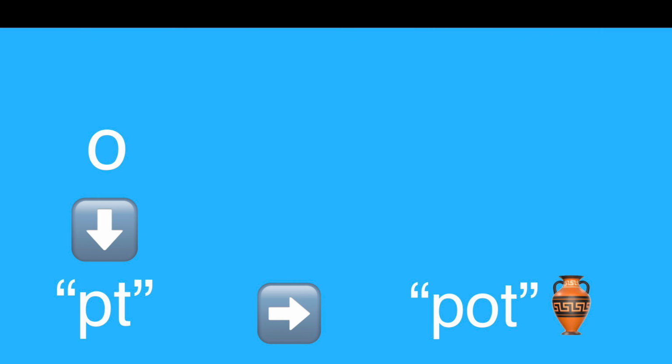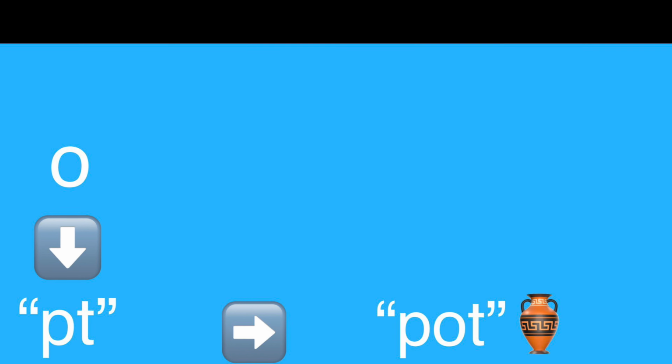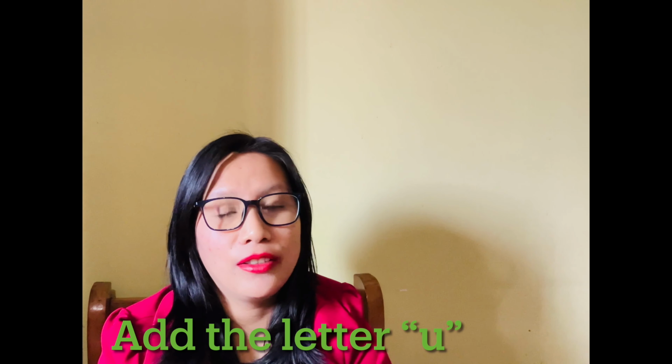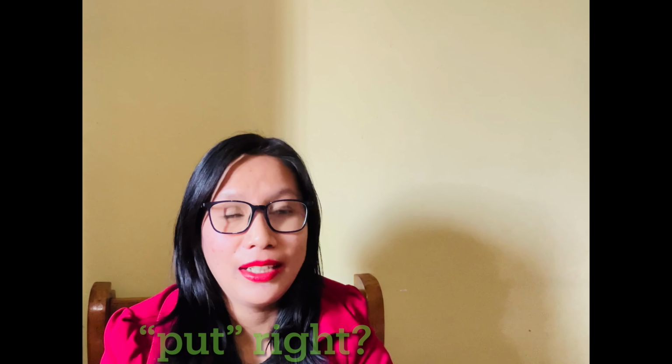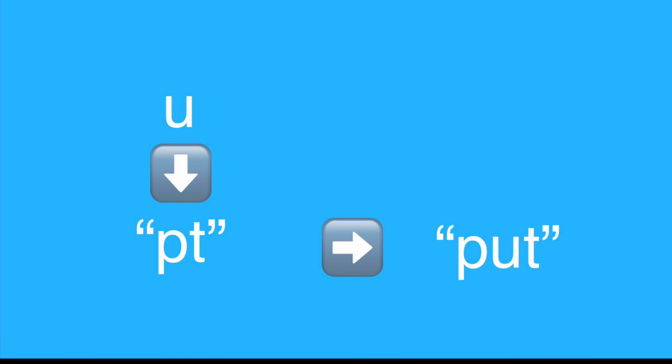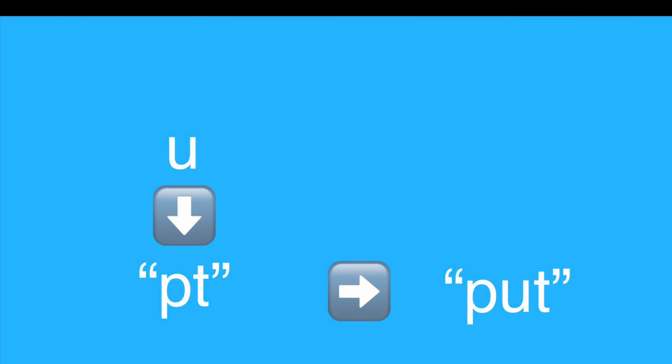Add the letter O, they become P, O, T, pot. Add the letter U, they become P, U, T, put, right?